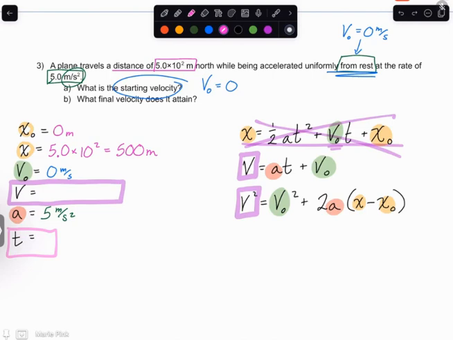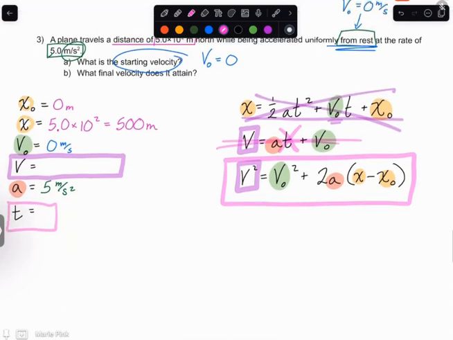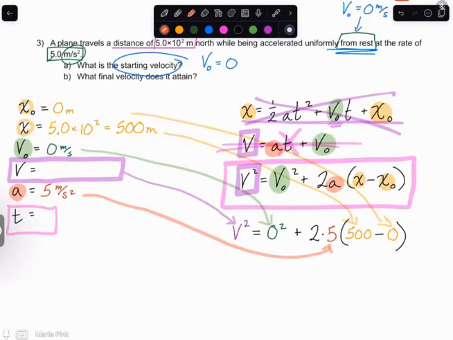Now, yes, I could use the first equation to solve for time, but unless you like using the quadratic equation, I do not recommend it. Instead, we are going to use this very fancy equation that does not include time, because I can't use this one because it has time in it. All right, so now all I have to do is plug in these numbers. So I'm going to go ahead and do that, and I'm going to make my colors coordinate. Alrighty, so now I've put in the numbers.